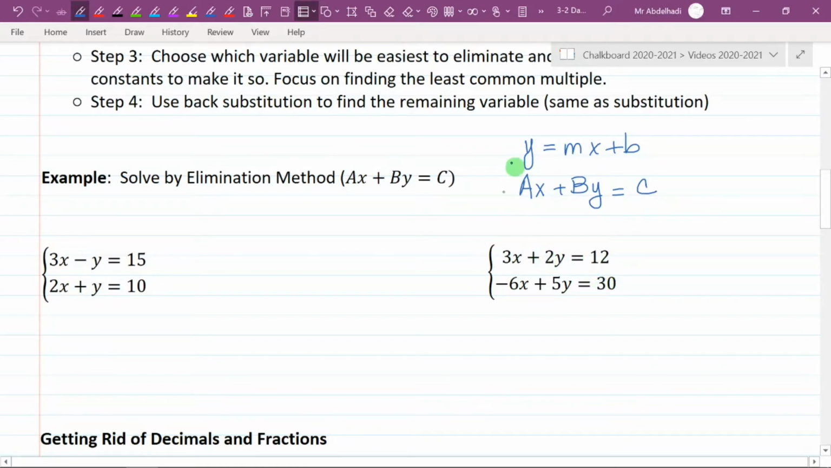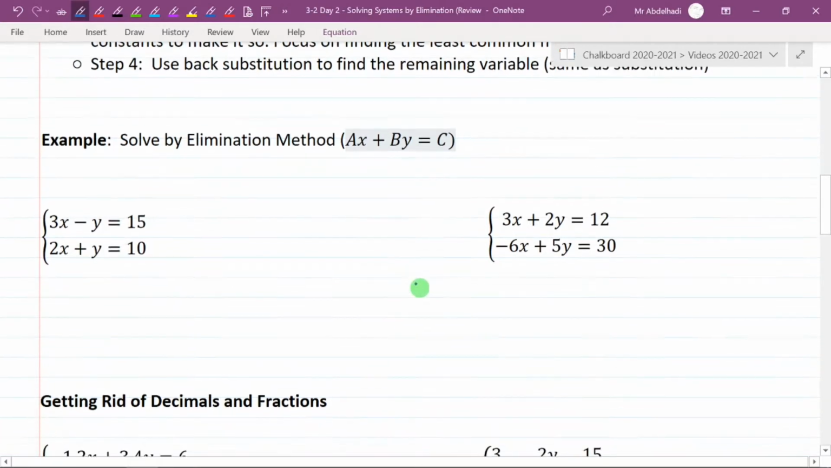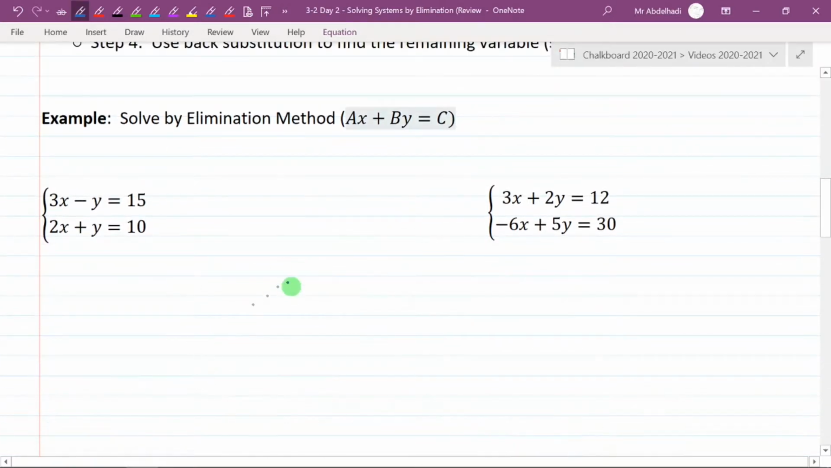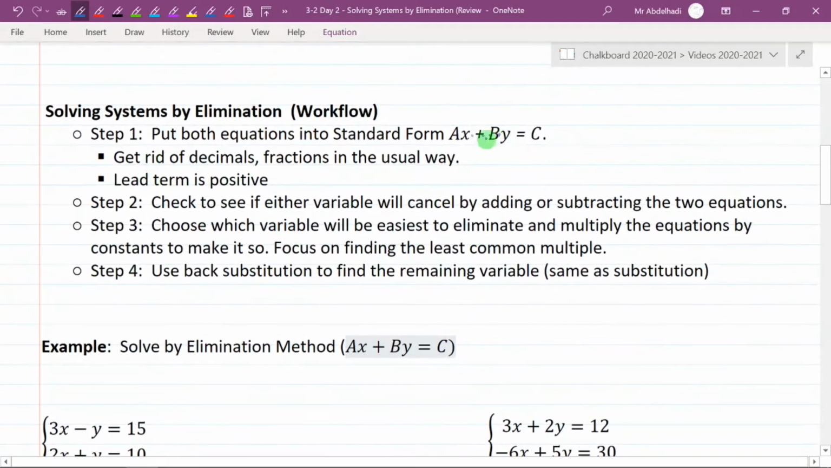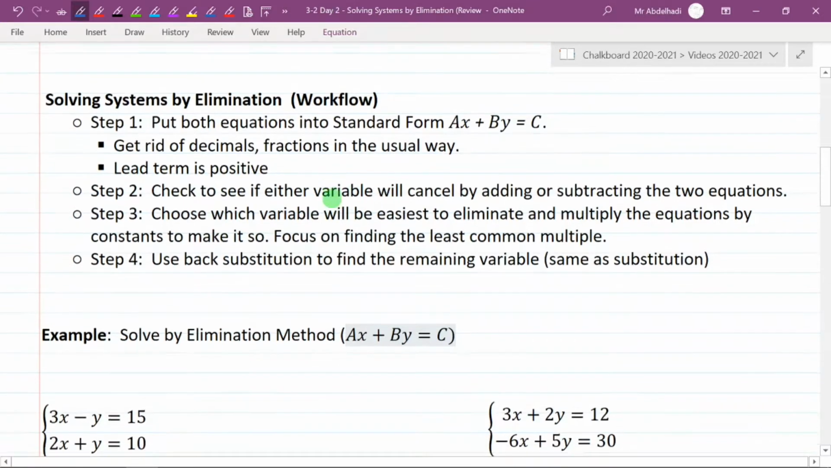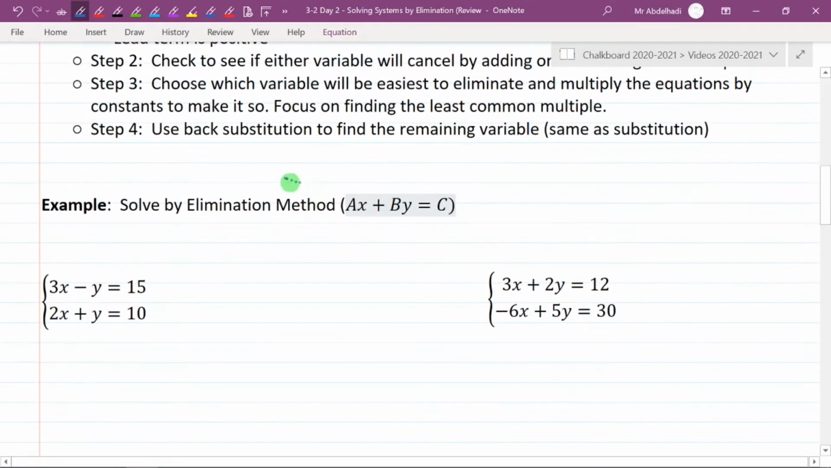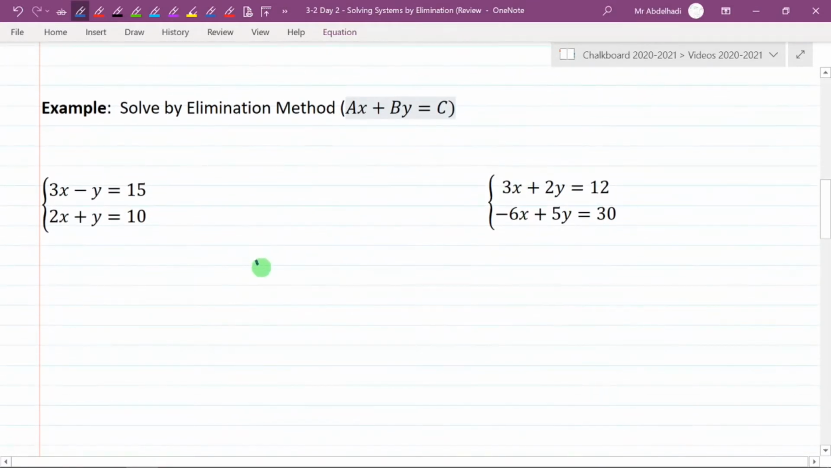If you have equations written in standard form, you can try solving the system by elimination. Now here's what you want to do. Step 1: make sure they're in the right format. Get rid of any decimals or fractions, and I'll show you how to do that later. And it's a good idea to have the first term be positive, but that's not really incredibly crucial. All right, let's see if we can eliminate one of the letters.